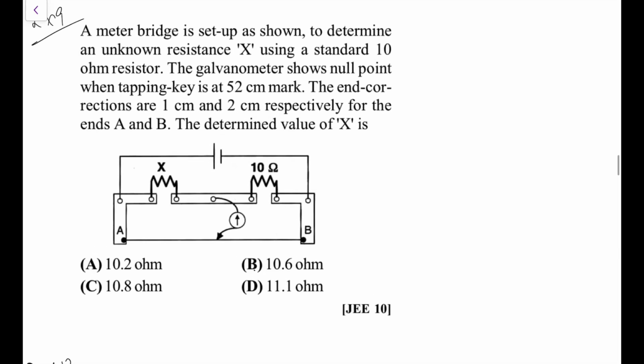Meter bridge is set up as shown to determine an unknown resistance X using a standard 10 ohm resistor. Galvanometer shows null point when the tapping key is at 52 centimeter mark. End corrections, this is important, 1 and 2 centimeter respectively for A and B, the value of X is.